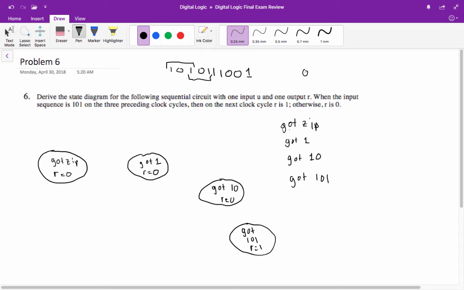So let's say we got zip. Either we're at the beginning of our sequence and we got a 0, or we're somewhere in the middle of our sequence and we got 2 zeros in a row. So that would be got zip. If we get another 0, we're right back where we started. If we get a 1, that 1 could be the start of a sequence 1, 0, 1, so that would be that we got 1. Now let's say we've got our 1, and our next input is a 1. Well, that doesn't get us any further to 1, 0, 1, but it also doesn't move us back because we still have a 1. And so we're still at got 1.